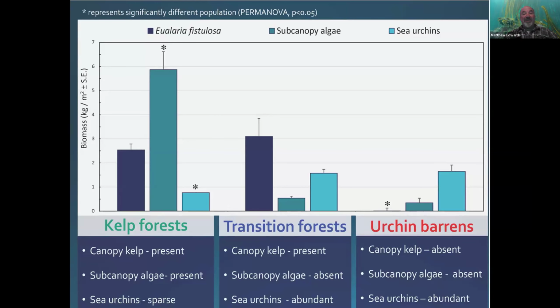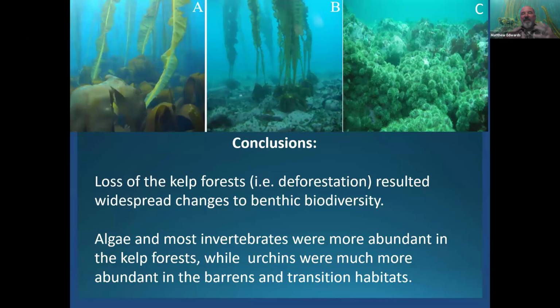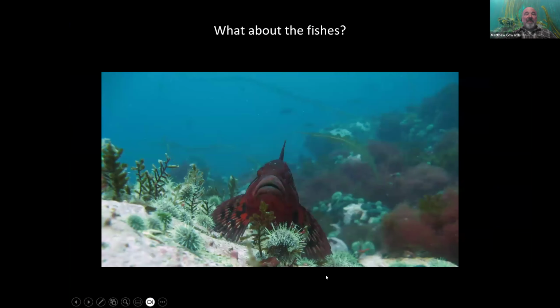They match it nicely. So the conclusion from setting up the story, which is going to get me into ecosystem function, is that the loss of the kelp forest, that is deforestation, resulted in widespread changes to the benthic diversity. Algae and most invertebrates were more abundant in the kelp forest, while urchins were much more abundant in the barren grounds and the transition habitats. So what about the fishes?